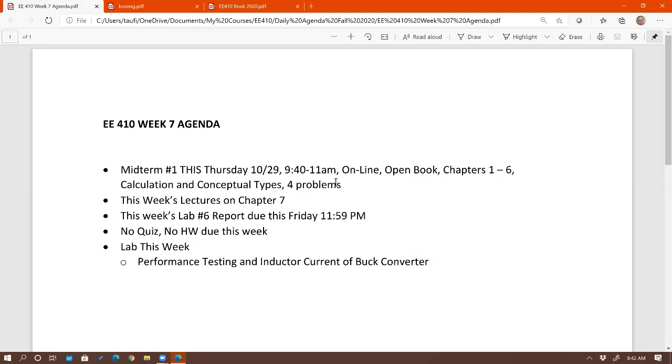Lab number 6 this week, and the reports are due this Friday. No quiz, no homework due this week because we have our first midterm again this week. What we are going to cover in the lab this week is performance testing and inductor current of buck converter. So more on buck converter for the lab today. And we'll be using LT Spice instead of ORCAD for today's lab. So make sure you have LT Spice ready in your laptop or computer. All right. Any question on the agenda?